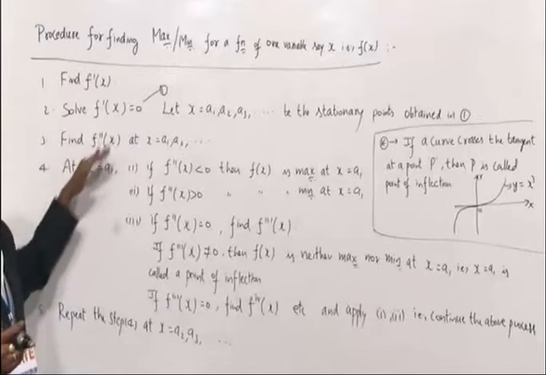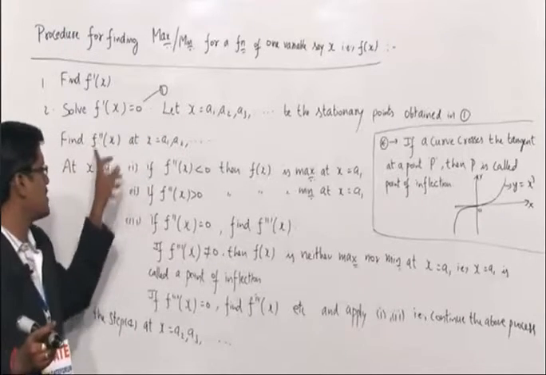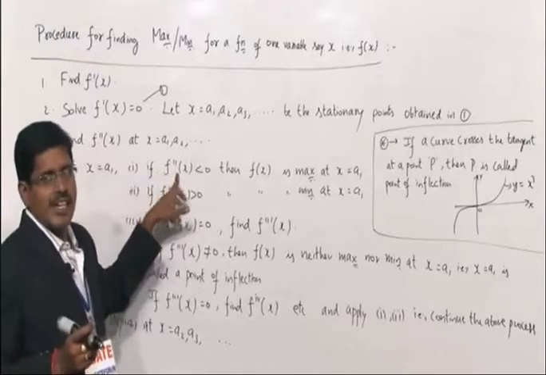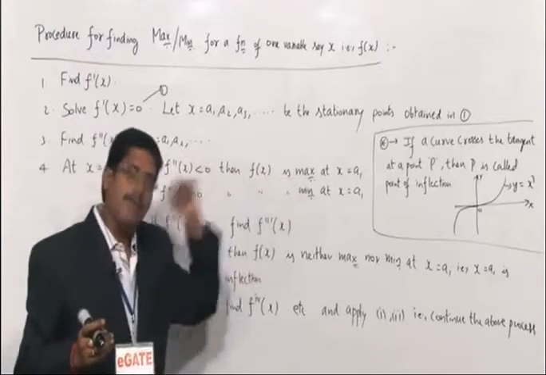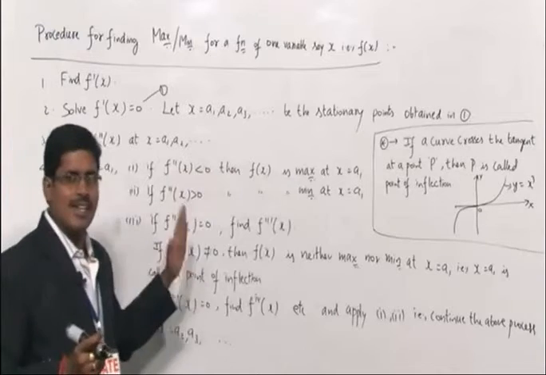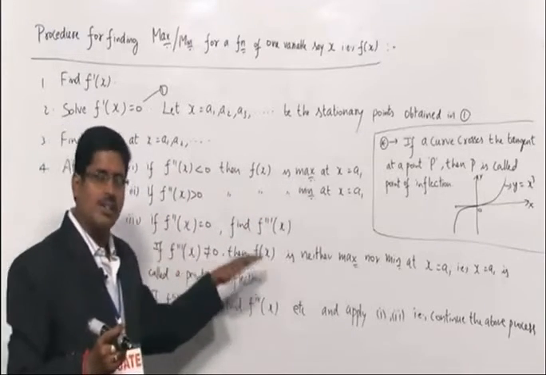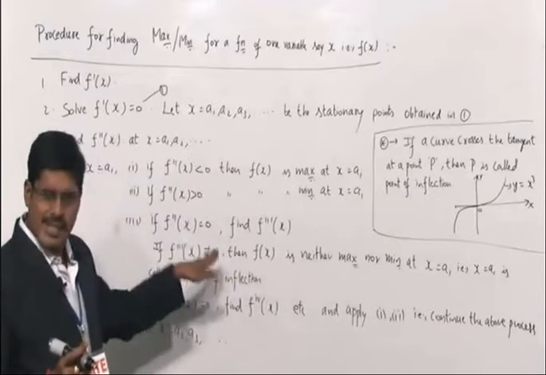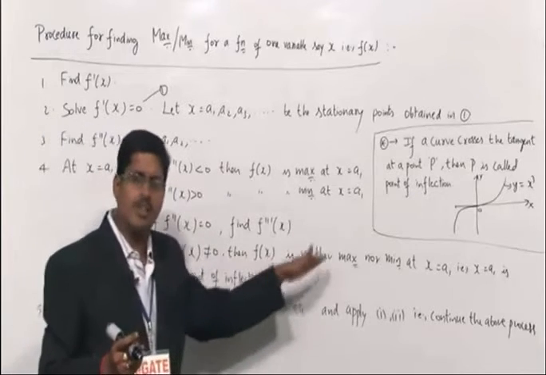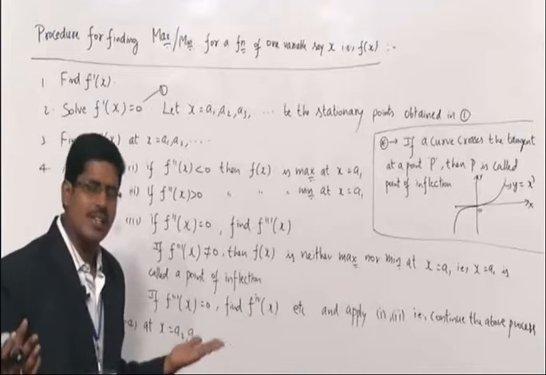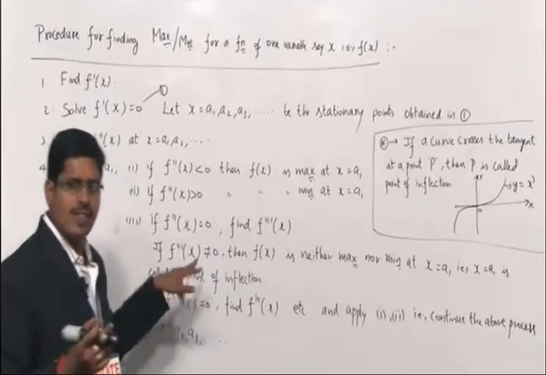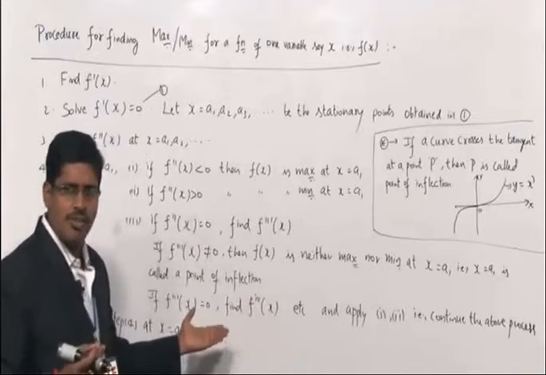Step 4, take first point a1. Substitute this a1 in the second derivative. If second derivative is less than 0, then f x has maximum at x is equal to a1. If second derivative is greater than 0, then f has minimum at x equal to a1. If second derivative is equal to 0, then find third derivative. If third derivative is not equal to 0 at x is equal to a1, then that point is called point of inflection. That is, f x has neither maximum nor minimum at x equal to a1. If third derivative is equal to 0, then find f fourth derivative, etc.